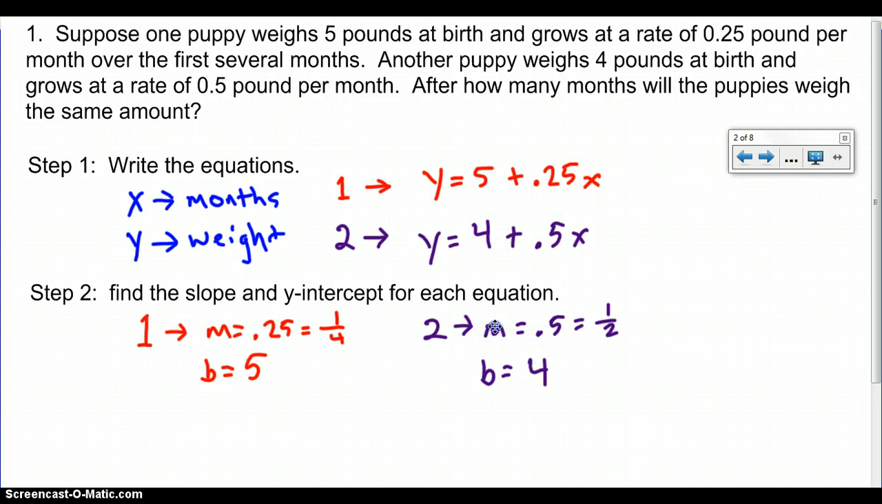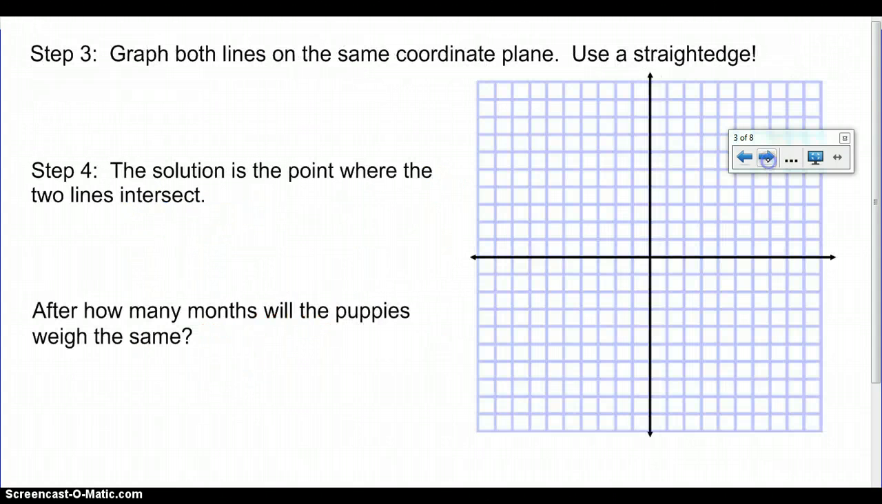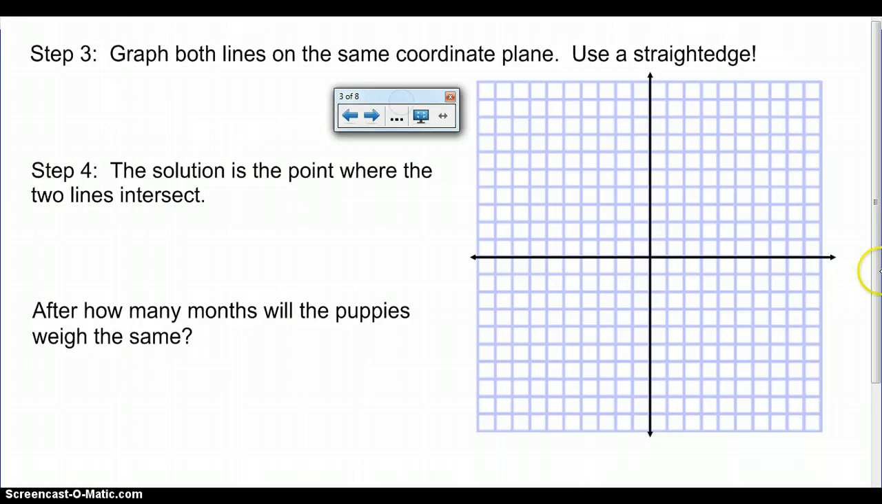Okay, let's go ahead and graph these two lines. Again, the first one has a y-intercept of 5, so what I'm going to do is count up 5 spaces, mark the point, and the slope of this line is 1/4, so I'll go up 1 and right 4. I'm going to go ahead and do that a couple of times. Now here's something to think about. 1, 2, 3, 4.